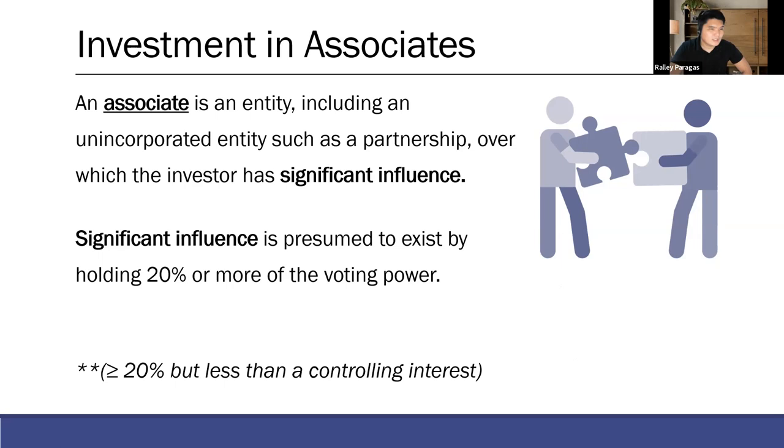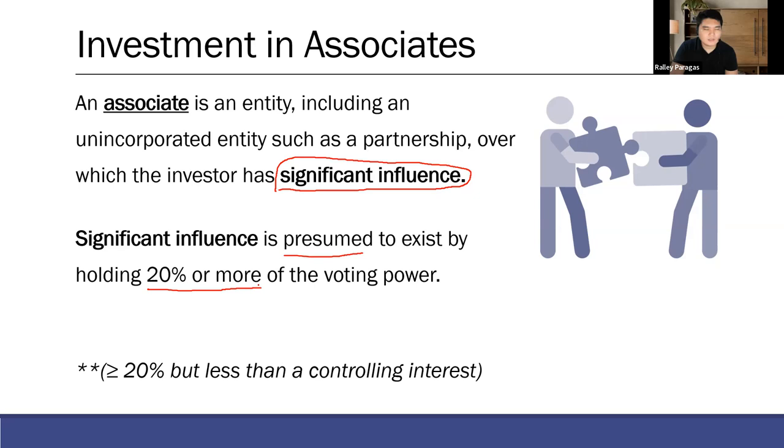So an associate is an entity, no, including an unincorporated entity such as a partnership over which the investor has significant influence. So itong significant influence na to, that basically means you have power over the financial reporting, financial as well as the operating policies of the investee, but not control. Okay, so hindi mo kinokontrol yung investee, but you have significant influence over those financial and operating policies. So significant influence is presumed to exist, okay, by holding 20% or more, no? Keyword dito, presumed to exist, okay, by holding 20% or more of the voting power.